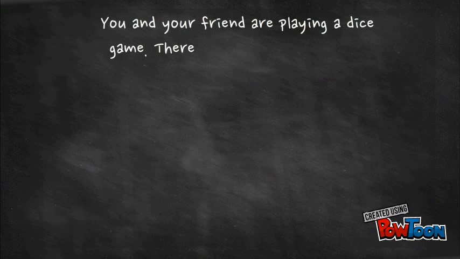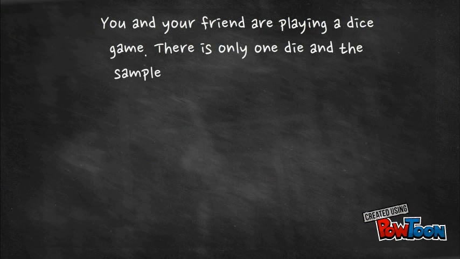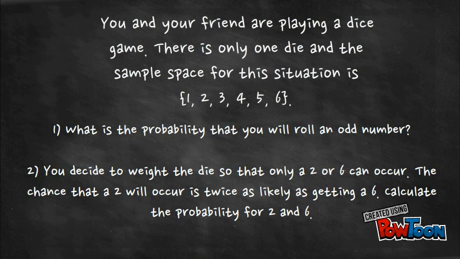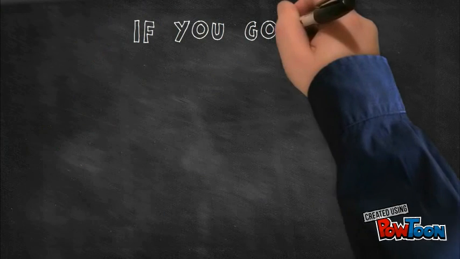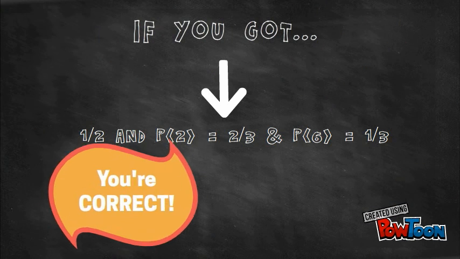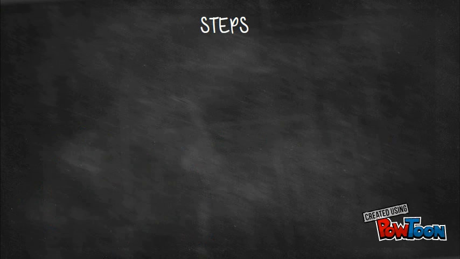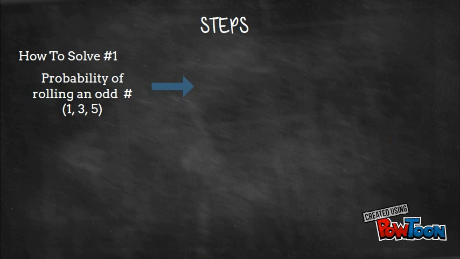You and your friend are playing a dice game. There's only one die, and the sample space for this situation is 1, 2, 3, 4, 5, 6. Answer the questions below in the few seconds you have. If you got 1/2 for the first one and 1/3 and 2/3 for the second one, you're correct. And here are the explanations below, if you want to know how to solve them.